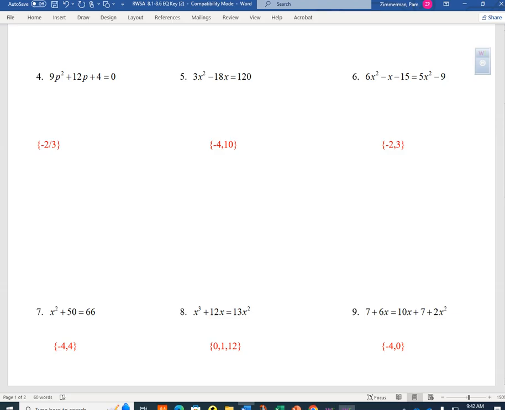This one, 3x squared minus 18x equals 120, has 3 terms. So we are going to want to get them all on one side and then factor. Does that make sense, Danielle? All right.